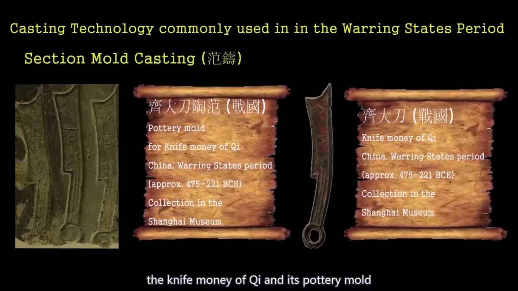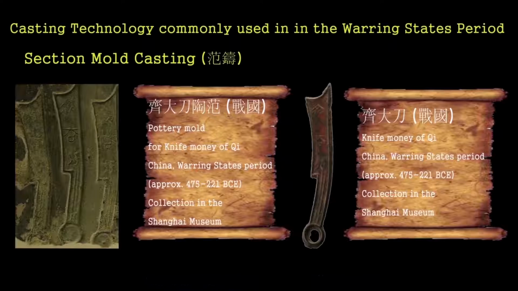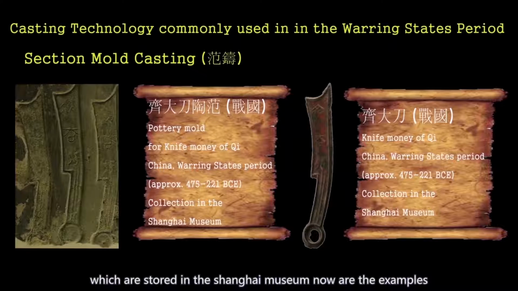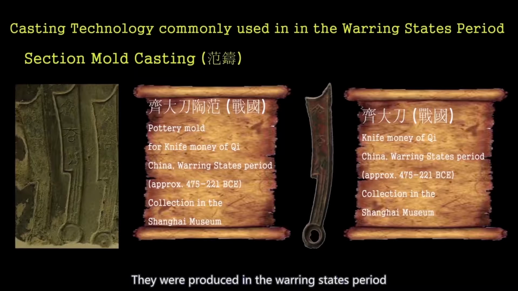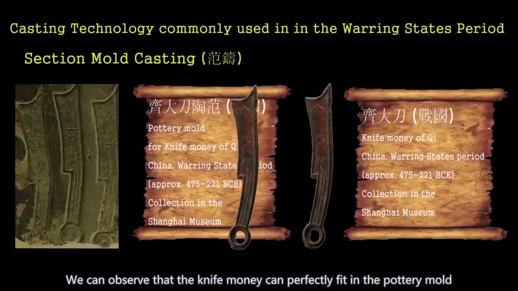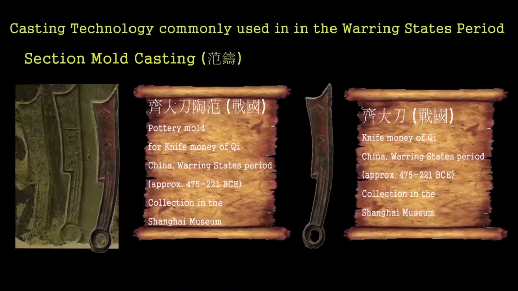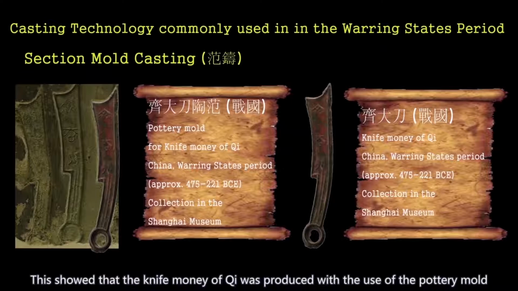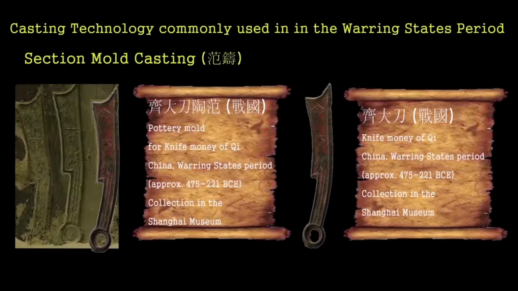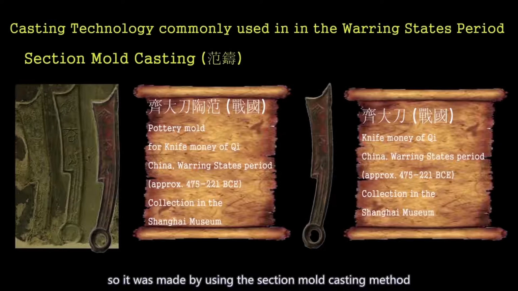The ninth money of Qi and its pottery mold, which are stored in the Shanghai Museum now, are the example. They were produced in the Warring States period. We can observe that the ninth money can perfectly fit in the pottery mold. This showed that the ninth money of Qi was produced with the use of pottery mold. So it was made by using the section mold casting method.